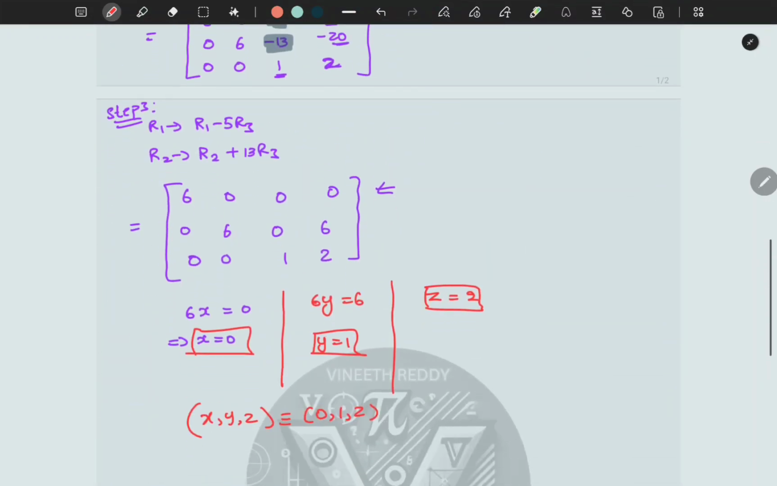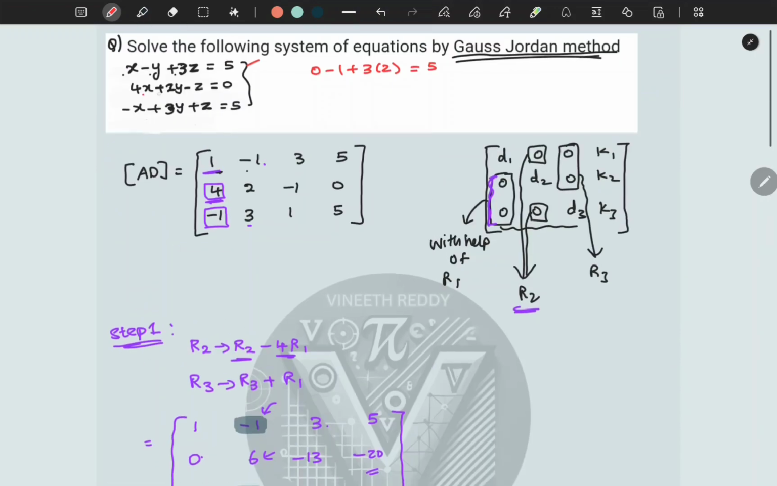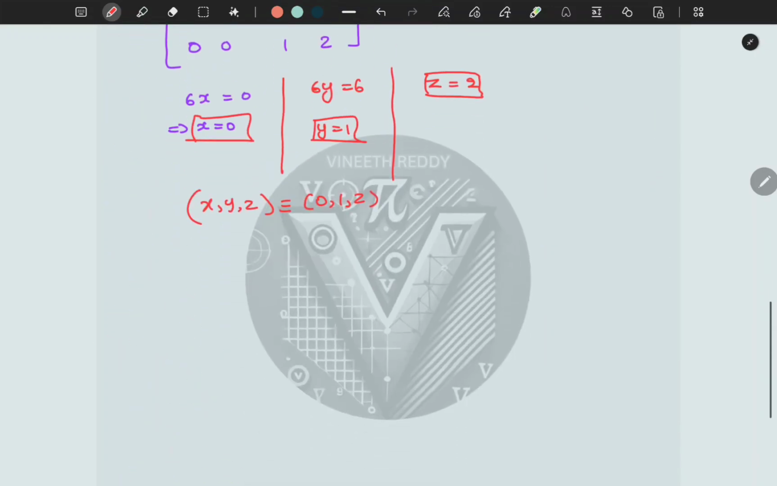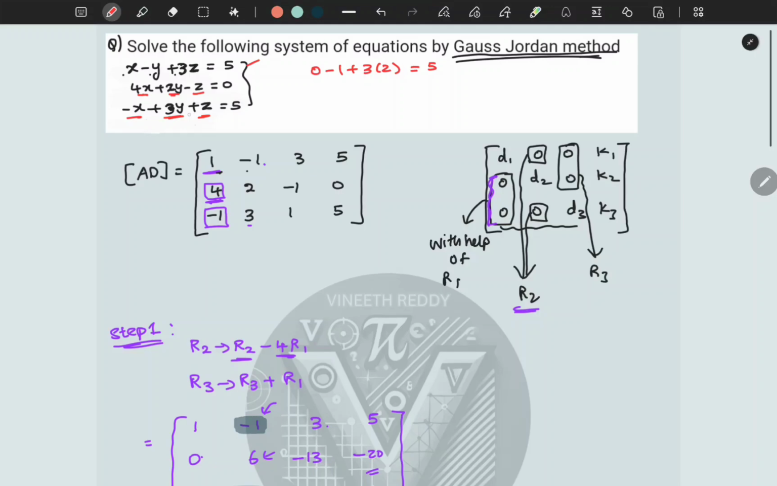For the second equation, y is 1, 4 into 0 is 0, 2 into 1 is 2, 2 minus 2 is 0. Perfect. I hope you understood. For the last equation, we have x as 0, y is 1, so 0 plus 3, and z is 2. So 3 plus 2 is 5. So we get that as 5.